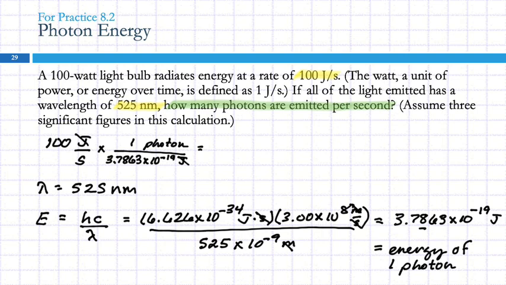So I've got 100 divided by that amount of energy. Nope, did that wrong. 100 divided by that. 2.64 times 10 to the 20 photons per second. That's a lot of photons. Photons are really tiny.